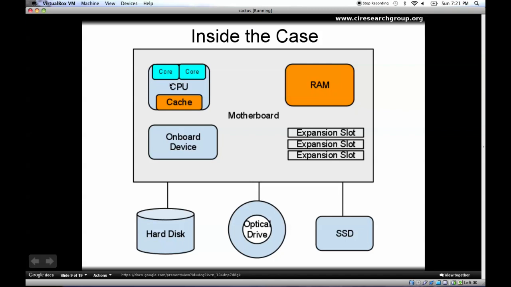And each of these chips inside, you can't see them, but inside are typically multiple CPU cores and some kind of cache memory. Random access memory is another type of memory that's attached directly to the motherboard, and it's typically in the form of removable modules. Connected to the motherboard via cables, we find a hard disk, optical drive, perhaps a solid-state drive.